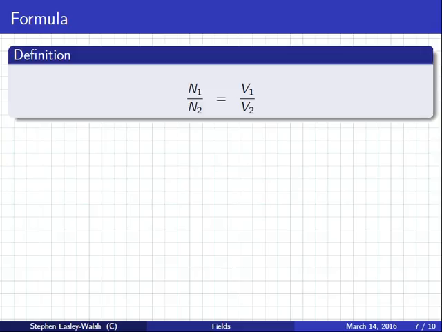So this is the formula for transformers. If you know the voltage going in and the voltage going out, then you can calculate what the N2 is if you know the N1.